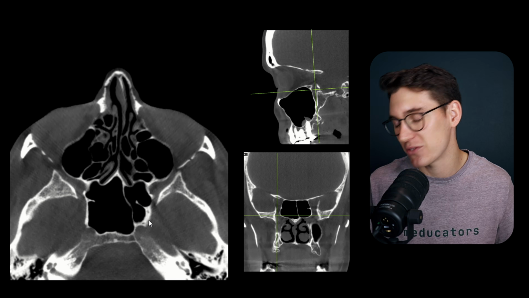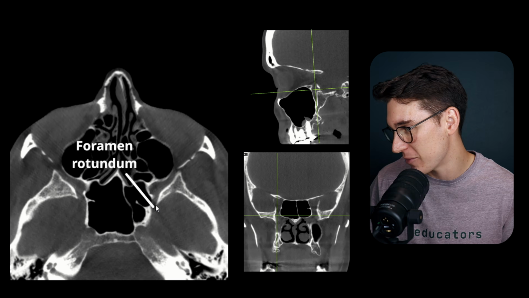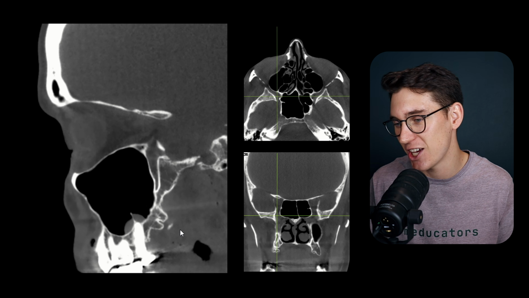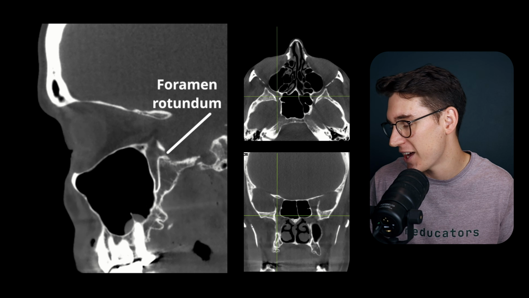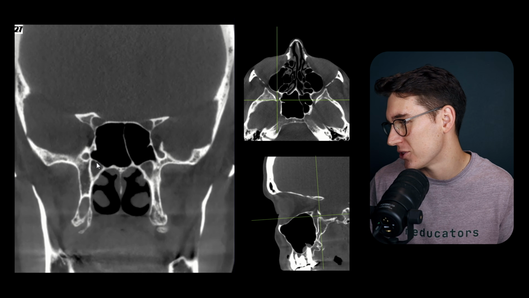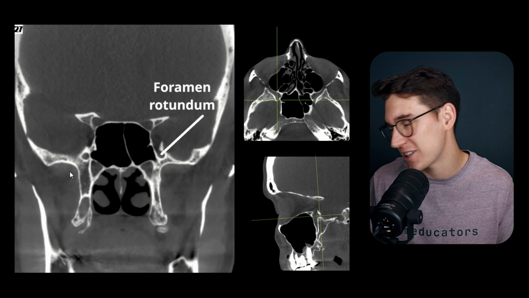Now, a good landmark to find the superior region of the pterygopalatine fossa is to look for the foramen rotundum here. You can see it on our axial slice, you can see it on the sagittal slice here, as well as the coronal slice if we head out posteriorly. The foramen rotundum is going to supply the maxillary division of the trigeminal nerve, and that plays a major role in the nerve supply that travels through the pterygopalatine fossa that we're going to look at later.